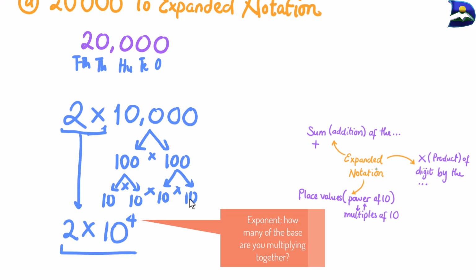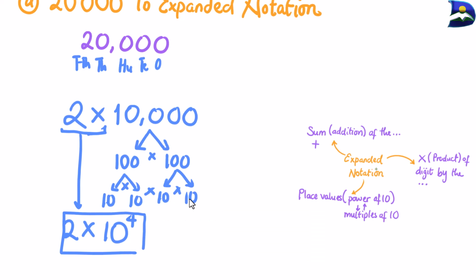And this here is our final answer, that is the expanded form, or we'll call it the scientific notation, for 20,000. Now this only works when you have only one non-zero digit present in your large number. Other than that, any other scenario that has more than one non-zero digit, you're going to have the sum included in your expanded notation. And this is where the second question comes into play.